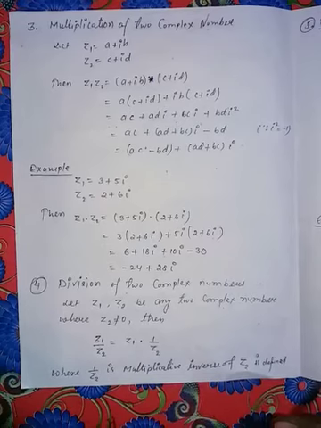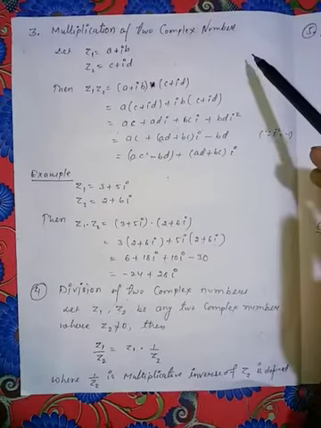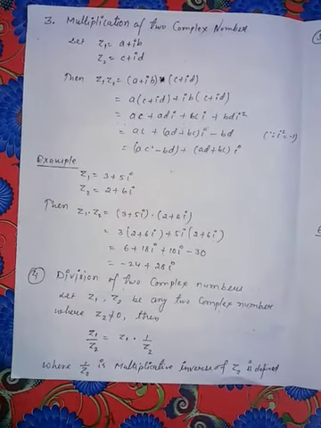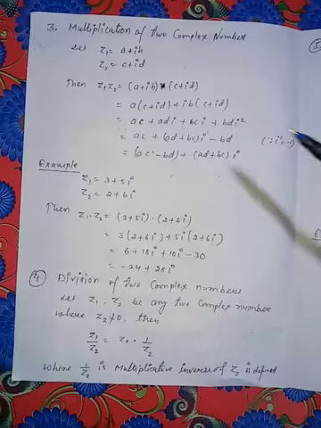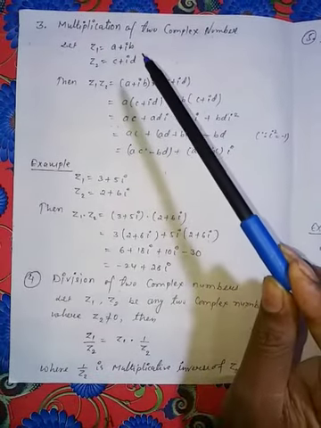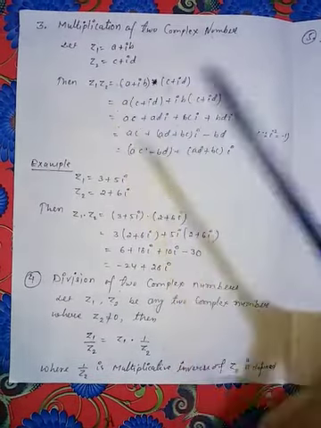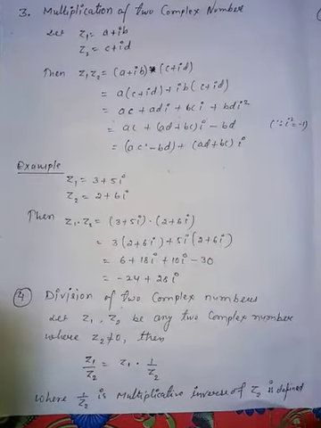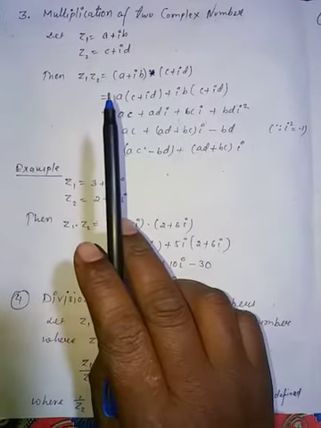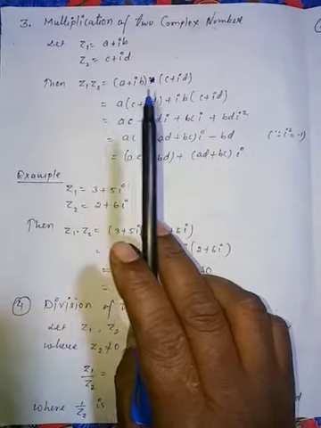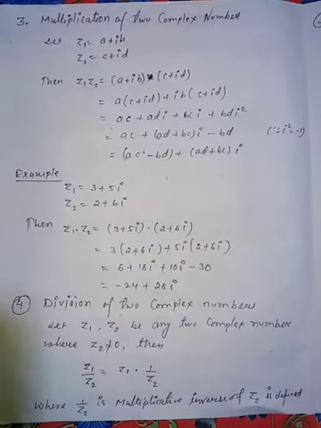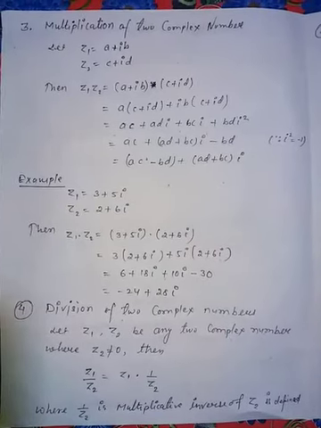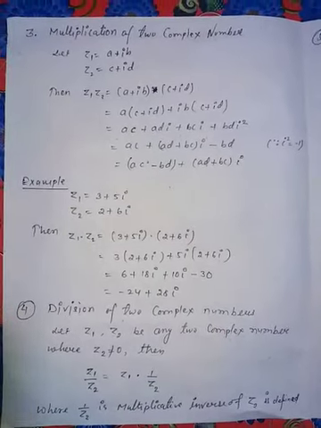Next, multiplication of two complex numbers. Let z1 equal to a plus ib, z2 equal to c plus id, z1 z2 equal to a plus ib into c plus id.